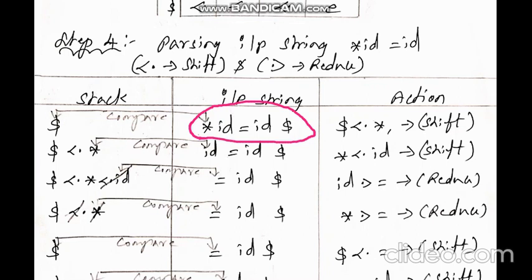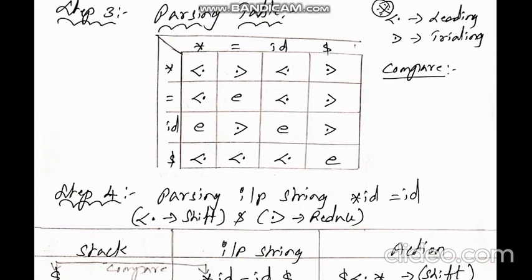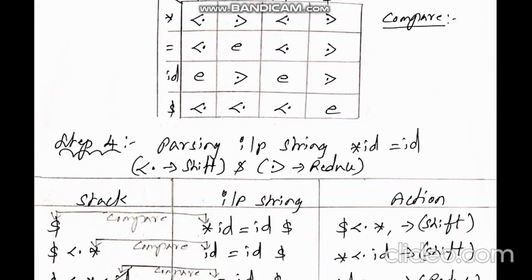Now I am writing the dollar symbol in the stack, that is the starting state. Again a dollar symbol in the input string. We need to have dollar and dollar matching. That means all the input string has been parsed. So we need to parse all the input string. First I am going to compare dollar and asterisk. How can this really happen? I will show you exactly how this happens.